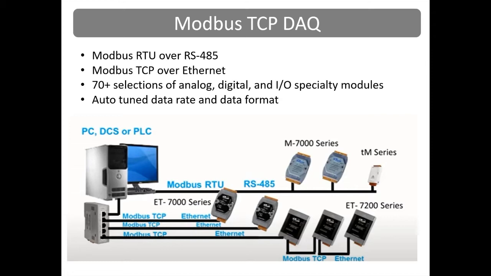Modbus commands contain checking information that ensures commands arrive intact. Commands can instruct a Modbus device to change a value in one of its registers, to read an I/O channel, or to send back one or more values contained in its registers. Our M7000 series communicate over Modbus RTU, and our ET7000 series communicate over Modbus TCP.